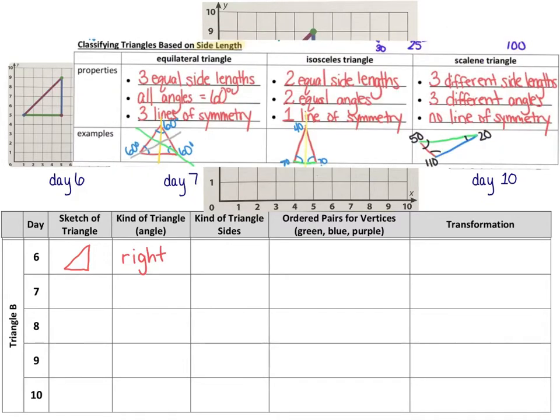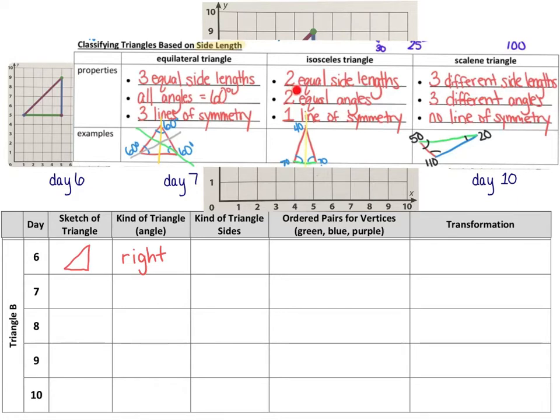All right, next we're going to be figuring out what kind of triangle it is based on its sides. So we are classifying triangles based on side length. This is a little excerpt from when we did our classifying triangles. Let's look. Properties. Are there 3 equal side lengths? Does this one have 3 equal side lengths? All 3 sides are the same? No, it does not. So we know that it is not equilateral.